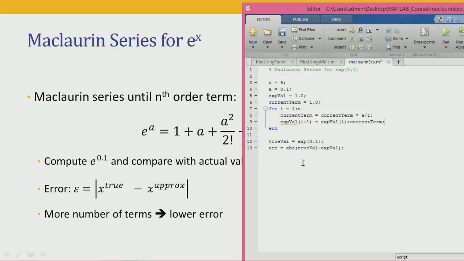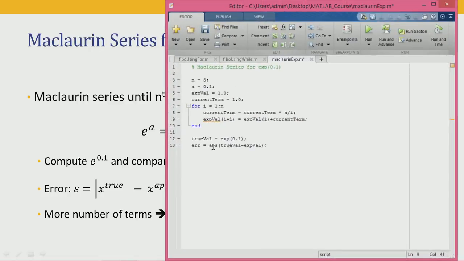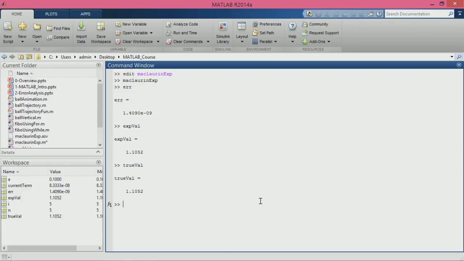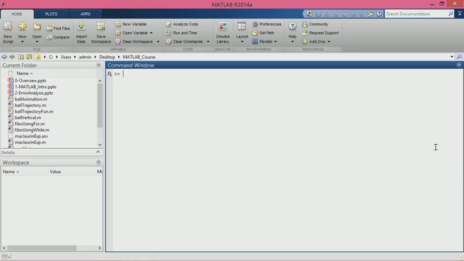When we calculate this error, true val is a scalar and exp val is a vector. So, we can subtract a scalar from a vector or a vector from a scalar, and we will get a resulting vector. So, this should not be any problem for us. The error will actually end up being a 6-dimensional vector, a 1 by 6 vector. Okay. So, let us go ahead and clear. Okay, and let us now run Maclaurin exp.